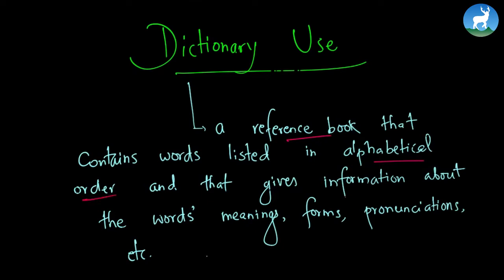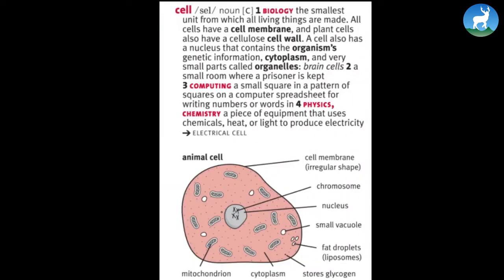And you'll find a lot of information about the word, starting from its meaning, forms, pronunciations, and also you'll find a lot of examples, sometimes illustrations and pictures. So a dictionary can come in handy the next time you're looking for a word that you do not know. So let's look at the sample page of a dictionary and let's find out how to use a dictionary in a proper way.